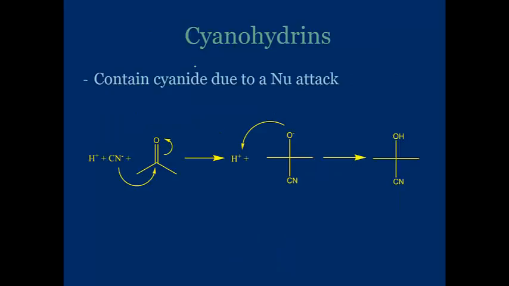Cyanohydrins are simply compounds that result from a cyanide attack on a carbonyl. You will note that there has to be a source of protons for this to continue on. So, as you would guess, something that is lightly acidic is going to help this reaction proceed.